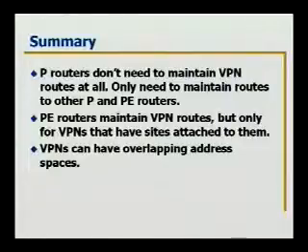So let's take this summary so far. The P routers don't need to maintain VPN routes at all. They only need to maintain routes to other P and PE routers. The PE routers need to maintain VPN routes, but only for those VPNs that have sites attached to them. And finally, VPNs can have overlapping address spaces.